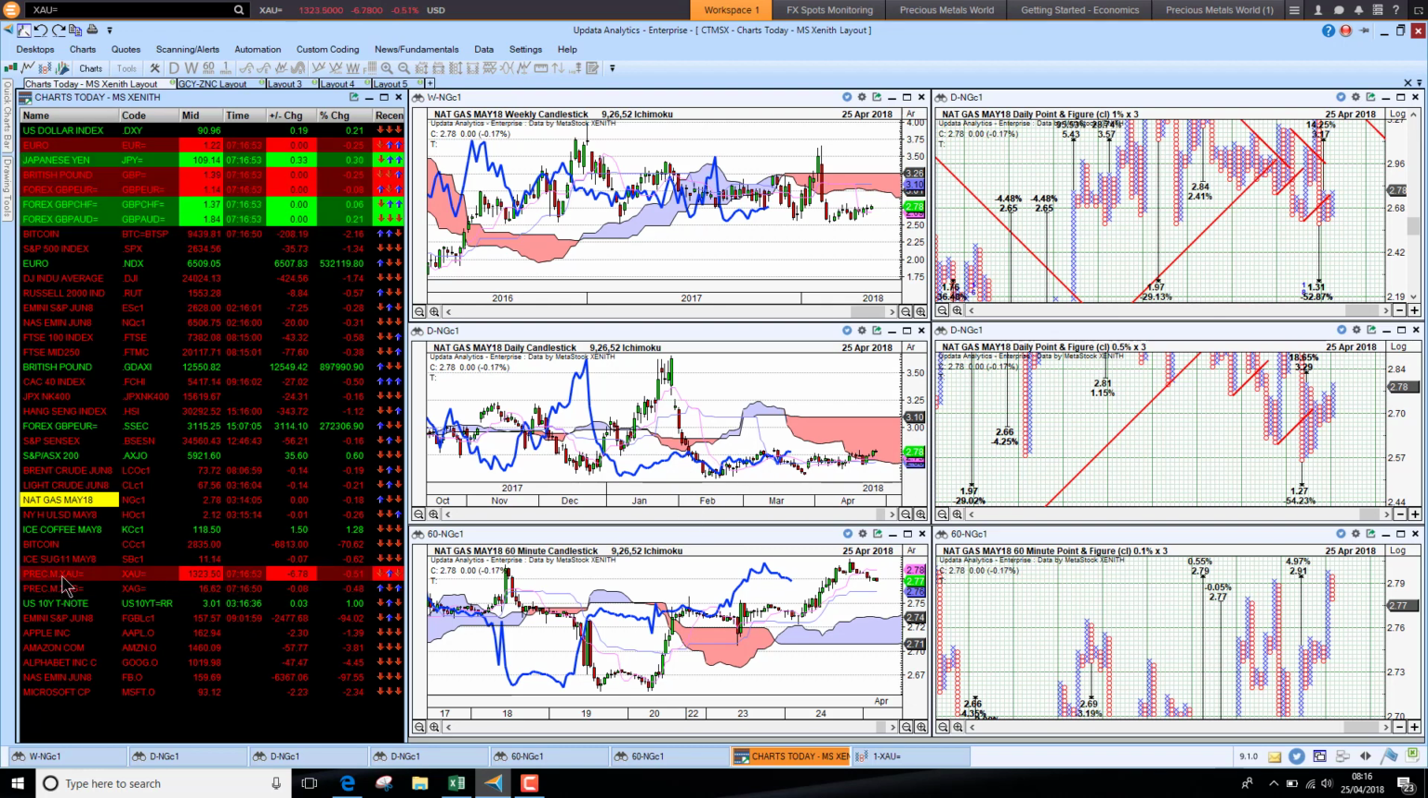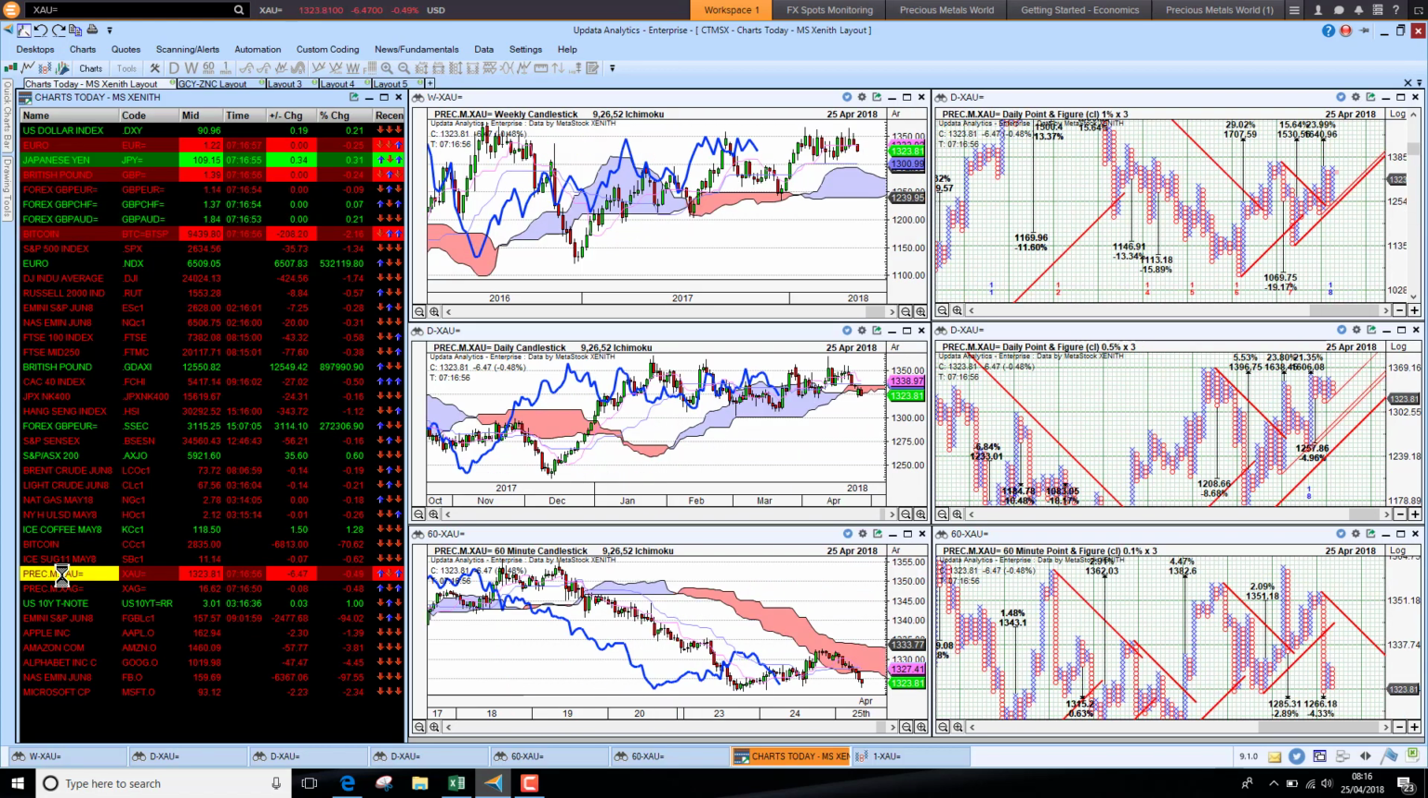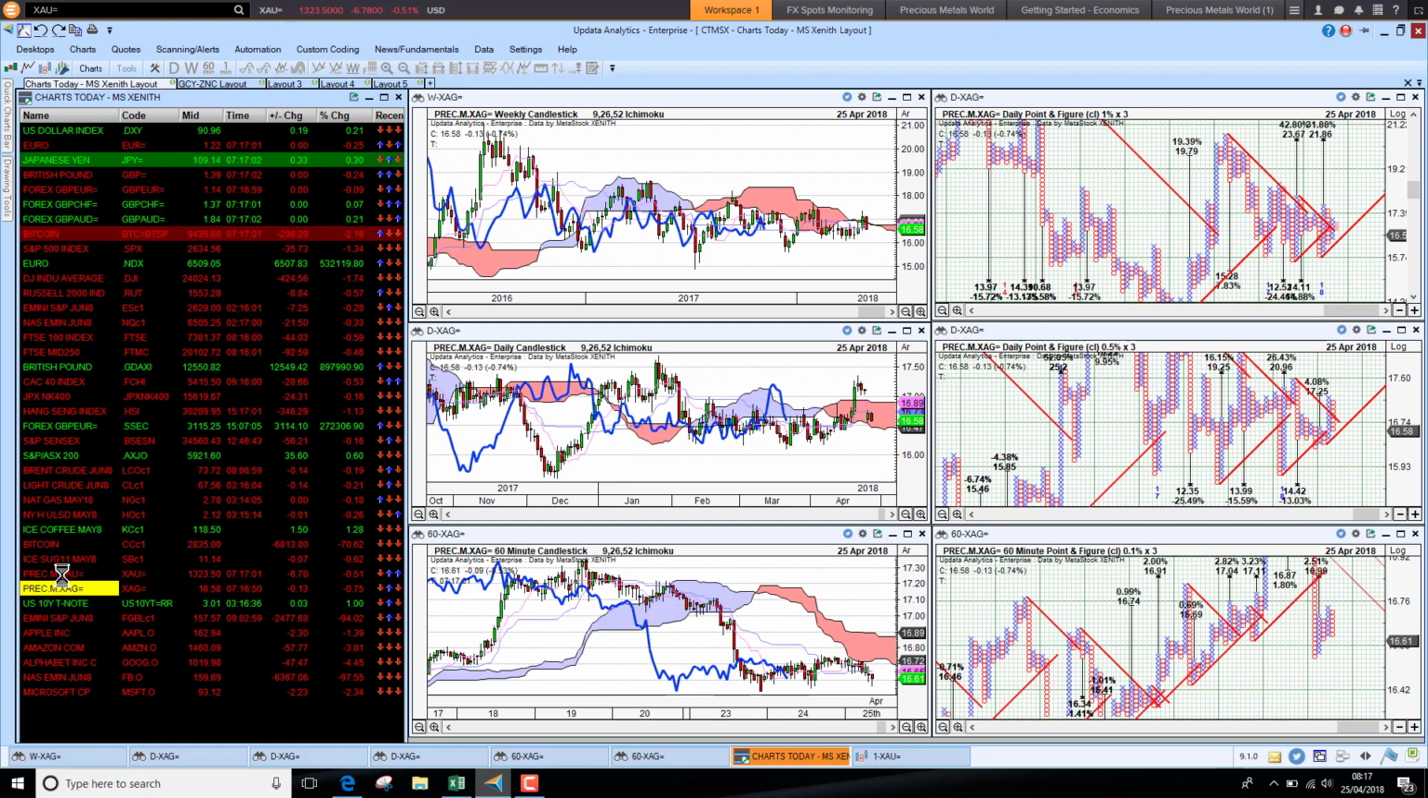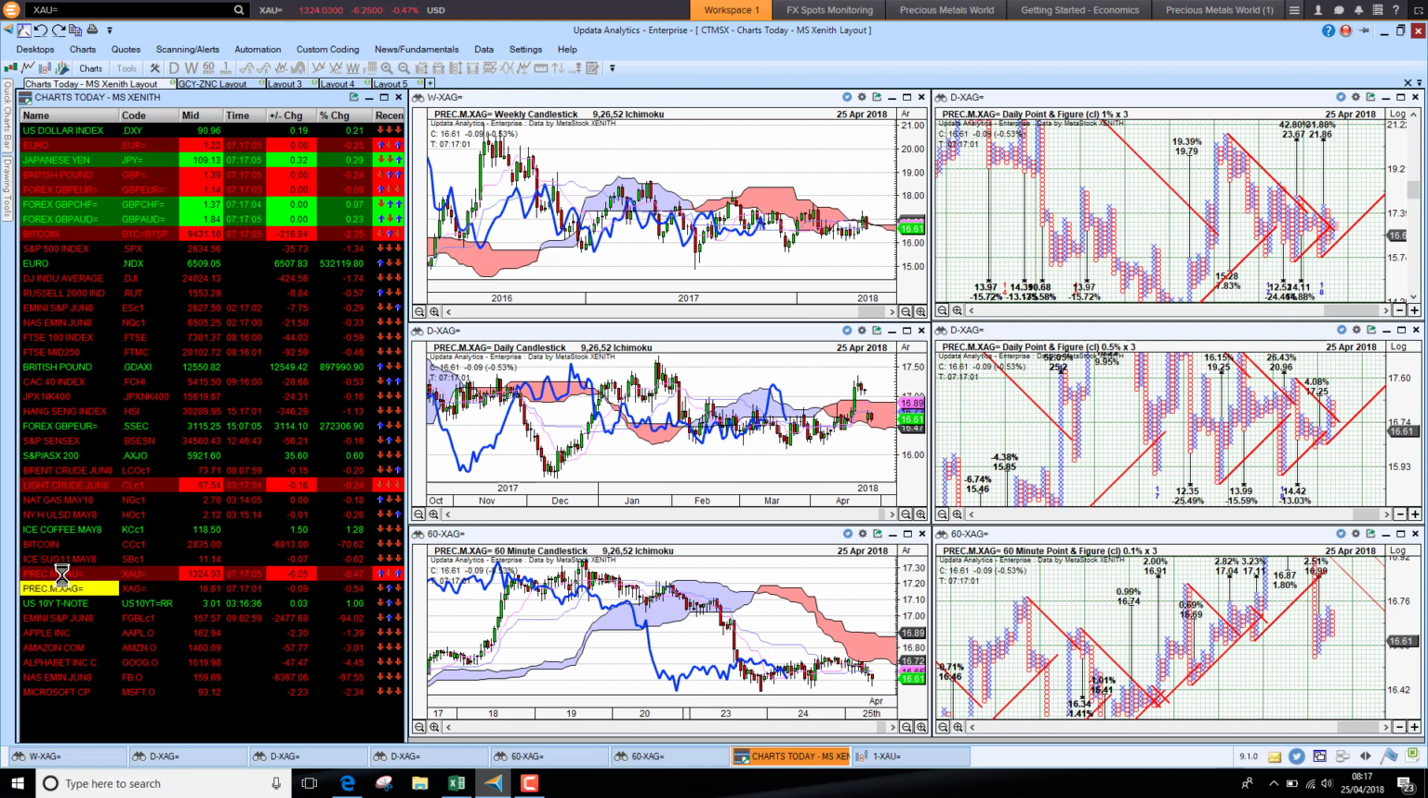Taking a look at gold, gold weaker again this morning, down 0.5%. So we are still bearish below the cloud, heading lower on gold. That stronger dollar not helping, and silver also lower below the cloud.